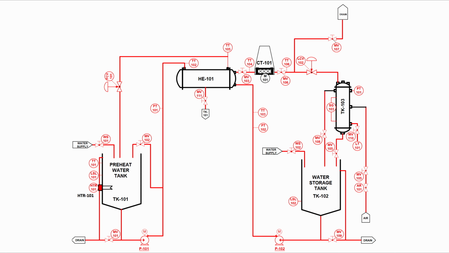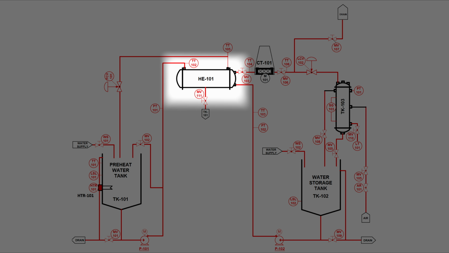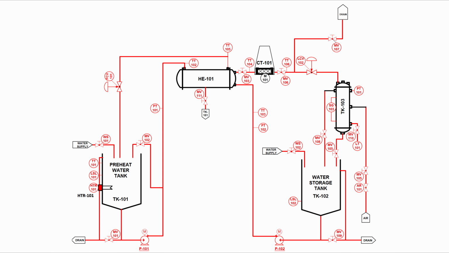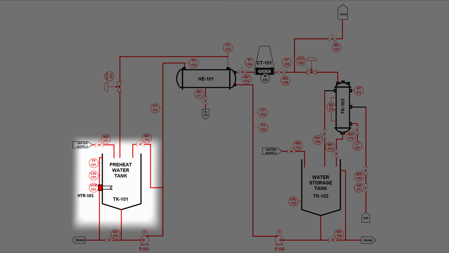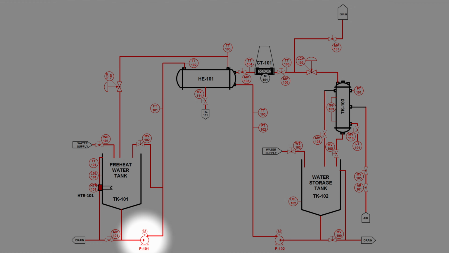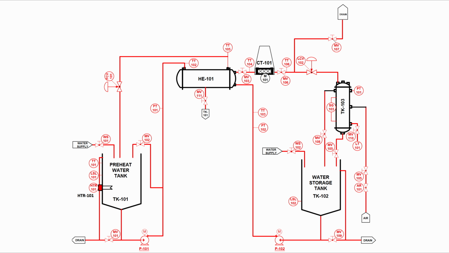In this video, I am going to explain the operation of the heat exchanger system which we are using in one of our teaching facilities. If we look at the figure, the heat exchanger is labeled as HE101. The hot fluid from the preheat water tank is transferred to the heat exchanger by a pump labeled as P101. The hot fluid flows from the shell side inlet and then passes through the shell side outlet.